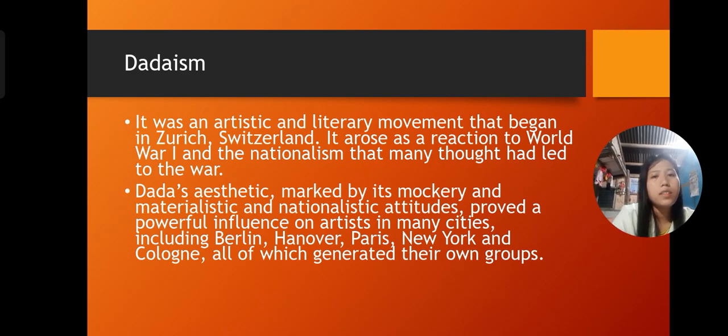The next is Dadaism. It was an artistic and literary movement that began in Zurich, Switzerland. It arose as a reaction to World War I and the nationalism that many thought had led to the war. Dada's aesthetic, marked by its mockery of materialistic and nationalistic attitudes, proved a powerful influence on artists in many cities, including Berlin, Hanover, Paris, New York, and Cologne, all of which generated their own groups.